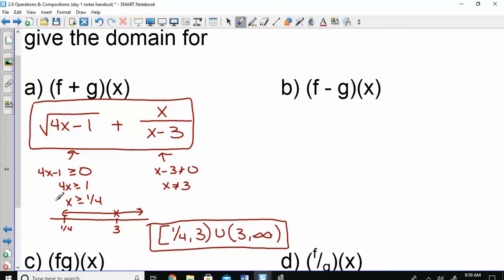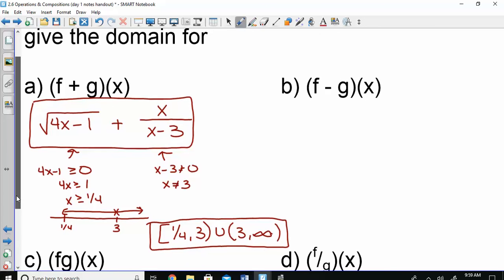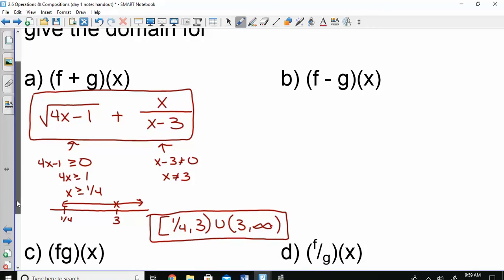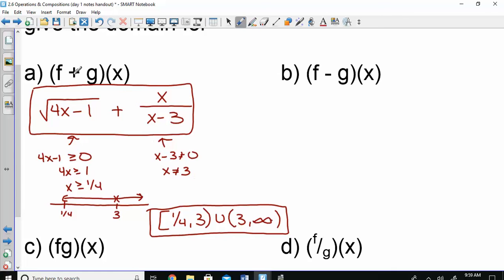Now, the nice thing about this: when you are finding the domains, you will get the exact same domain when you add, subtract, or multiply, guaranteed. So we don't have to work this on every part. I found it for A, so that's going to be the domain for part B and part C as well. The only one that might be different is the division. Okay. Let's go ahead and do f minus g though.